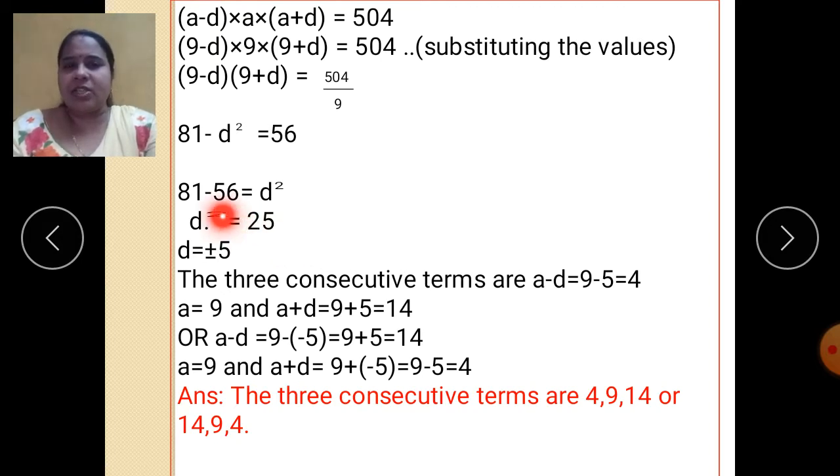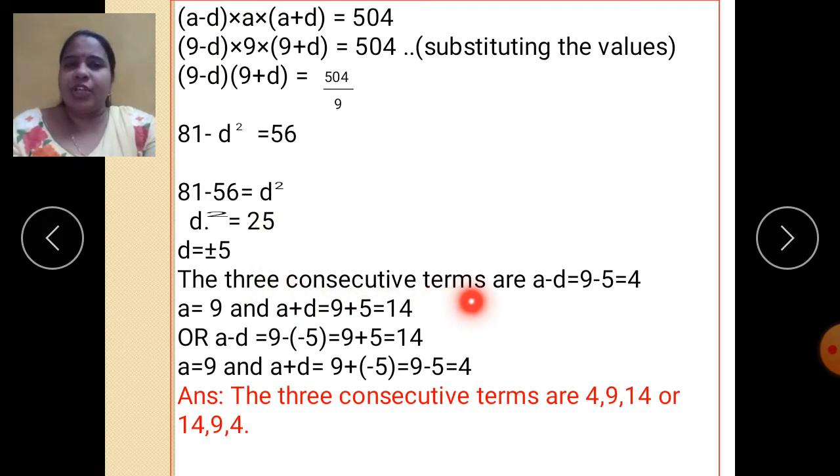I hope you are understanding this. D square is equal to 25. Taking the square root on both sides, d is equal to plus or minus 5. Now 90% of the students will make a mistake here: when you take the square root, you take only the positive value. Be very careful. The square root of a number always has two values, positive as well as negative. When you take this plus and minus 5, you will get two sets of answers. A was 9, that will not change, but you take one with d as plus 5, and the other condition will be a as 9 and d as minus 5.